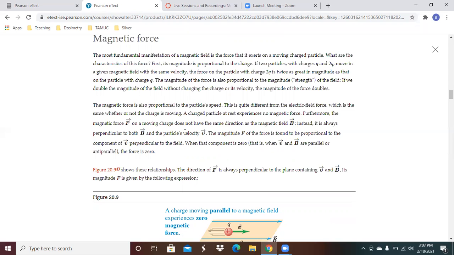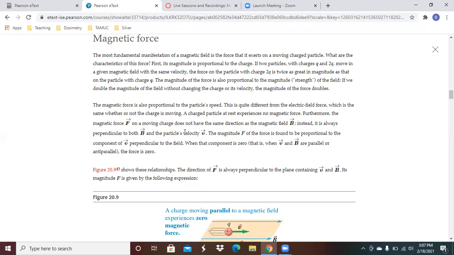The magnitude of the force is also proportional to the magnitude of the strength of the field. If we double the field without changing the charge or the velocity, then the magnitude of the force doubles. The magnetic force is also proportional to the particle's speed. Now, it's going to be different from the electrical field force, which is the same whether or not the charge is moving. A charged particle at rest experiences no magnetic force.